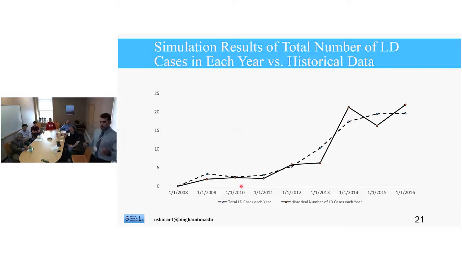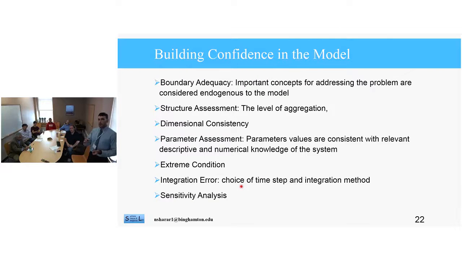So these are the simulation results and historical data. As you can see, we got a very good fit, but it's not enough to validate our simulation model. For the next step, we try to build more confidence in our model. I opened the John Sterman book and I did 12 different tests on our simulation model, from sensitivity analysis to boundary adequacy and other tests.